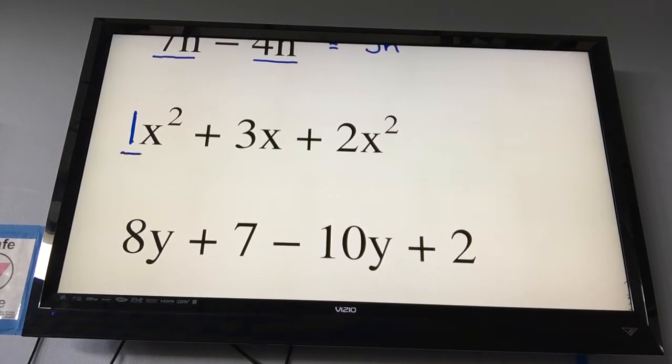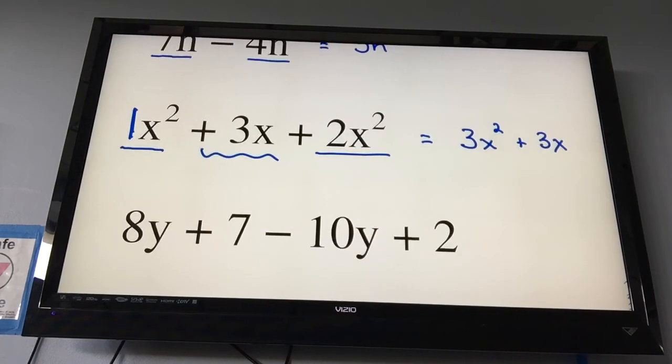So this term is like this term because they both say x squared, x to the second power. So 1 and a positive 2 give me 3x squared. And then this little guy here has nothing to collect with, so it's just part of my answer at the end or first. It doesn't matter the order. I'm not picky about that.